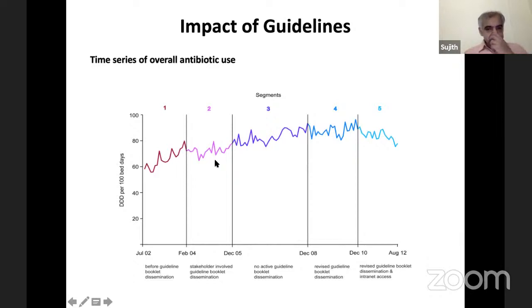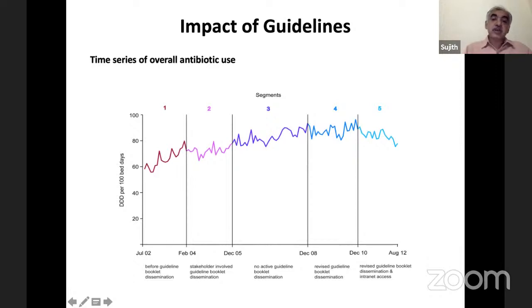So again, in the end of phase three, as you can see. So for a bit of time in phase two, this worked. But as we moved through phase three between 2005 and 2008, it just went up and up and up. Now, we all sat together and decided, let's revise the guideline booklet and try and look at the antibiotic panel and the resistance patterns, et cetera, revise it.